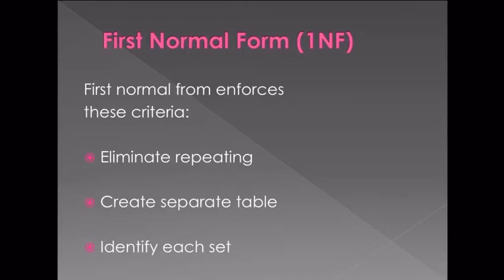Now we move to first normal form. First normal form enforces these criteria. 1. Eliminate repeating groups in individual tables. 2. Create a separate table for each set of related data. 3. Identify each set of related data with a primary key.